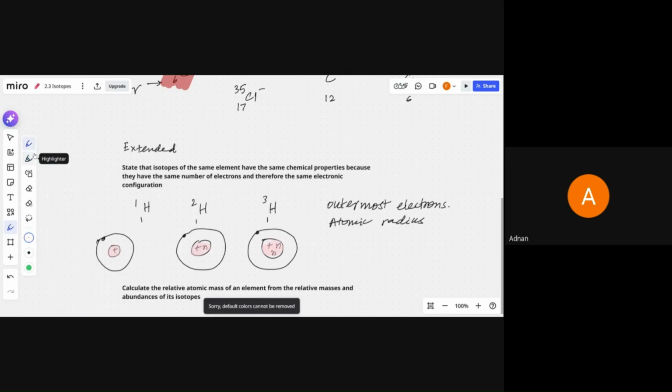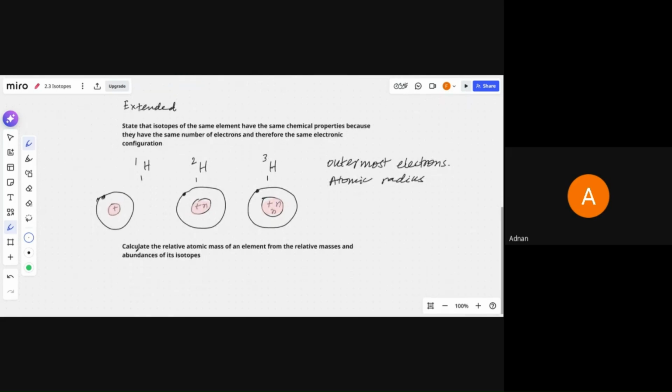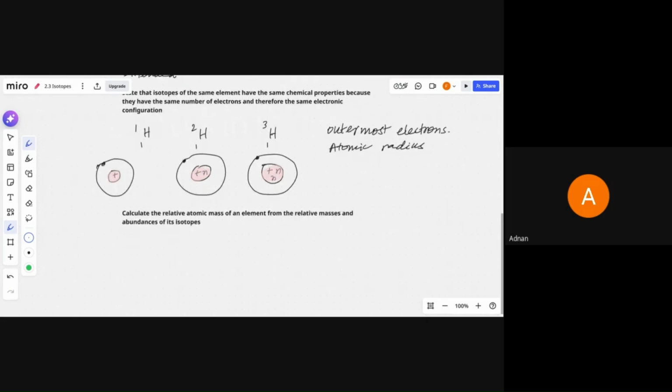Okay, so I think we have talked enough about this topic, and now we move on to the last one, which is to calculate the relative atomic mass of an element from the relative masses and abundances of its isotopes. This is a very interesting topic, and we usually see this on the exam. You will be given data.